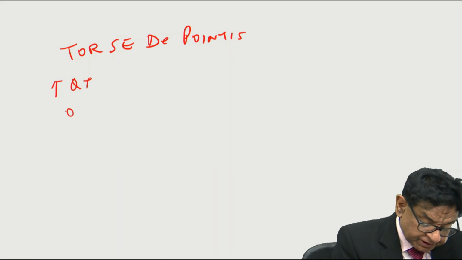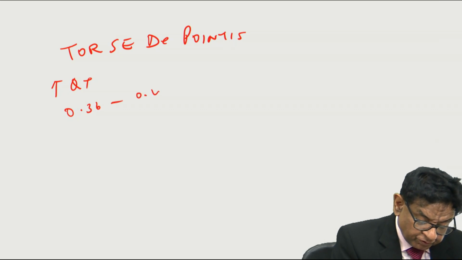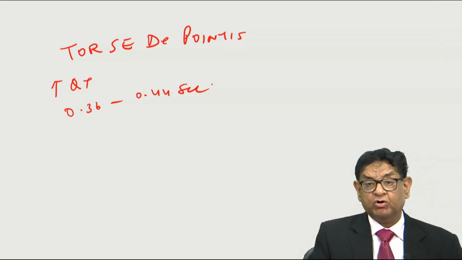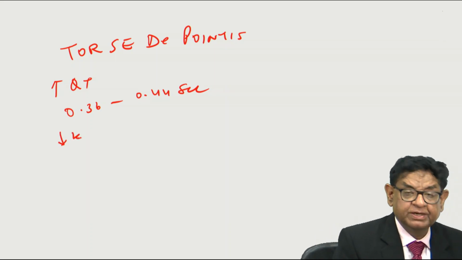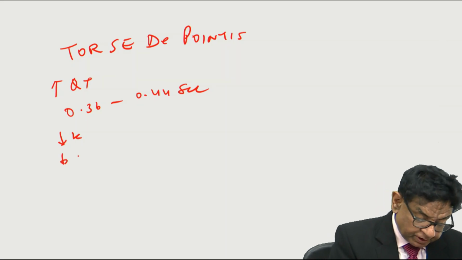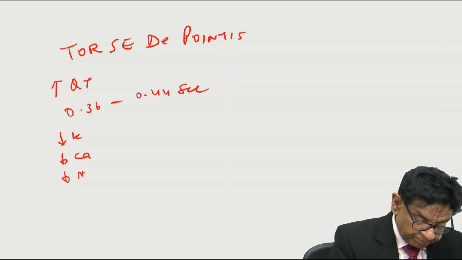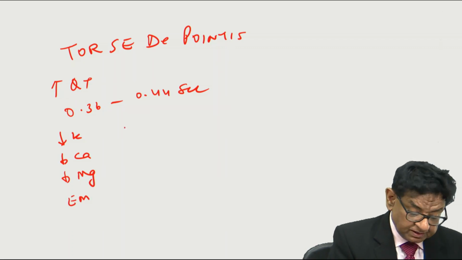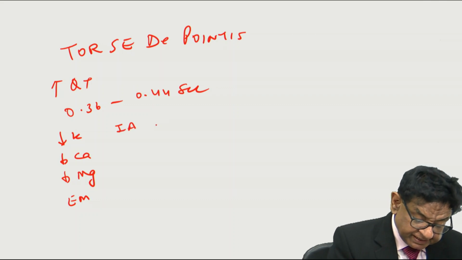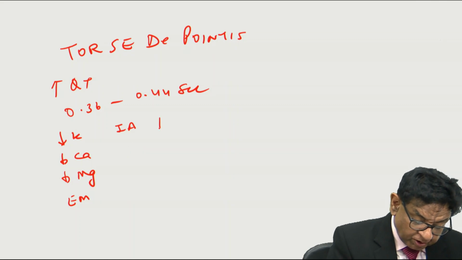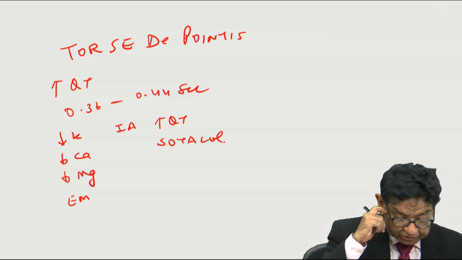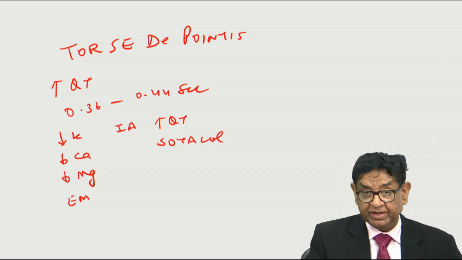Normal QT interval is 0.36 to 0.44 second. Now let us see what are the causes of prolonged QT interval. Prolonged QT interval is in hypokalemia, hypocalcemia, hypomagnesemia, erythromycin, and class 1A anti-arrhythmic drugs, or any other anti-arrhythmic drug which can lead to prolonged QT interval, like sotalol, which belongs to class 3, but it causes prolonged QT interval.